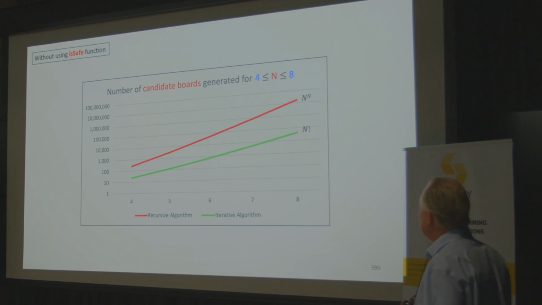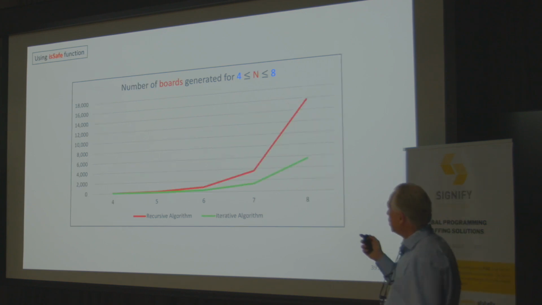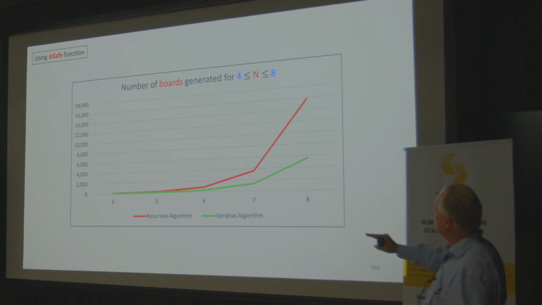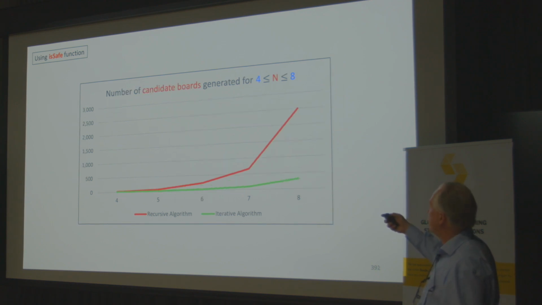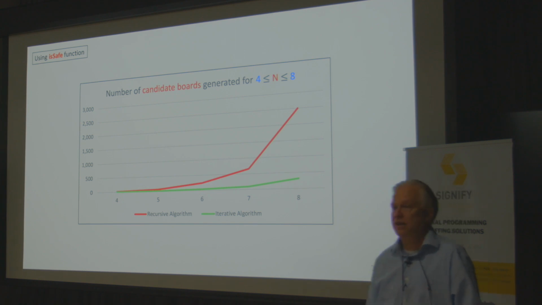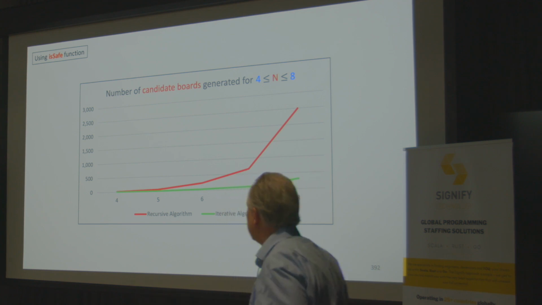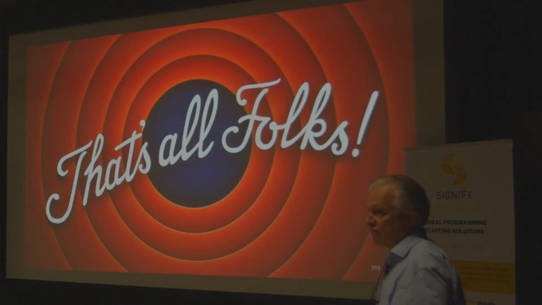And so I'm going to leave you with this chart where you can see how the number of boards generated by the two algorithms grows as n grows. And you can see that the iterative one does less work, it generates fewer boards. And this is the same diagram, but here they are candidate boards, the ones that could be the solution. The other ones are intermediate ones. And that's all I have.